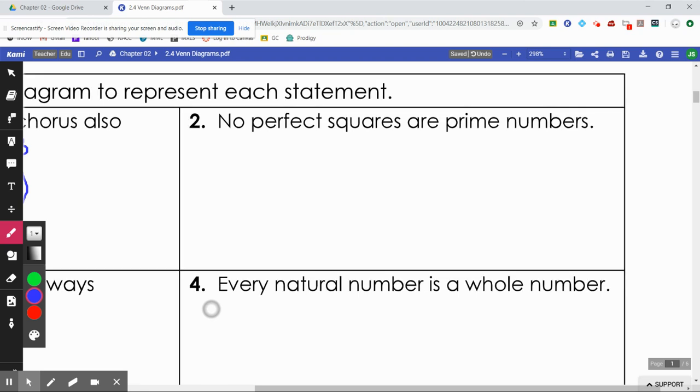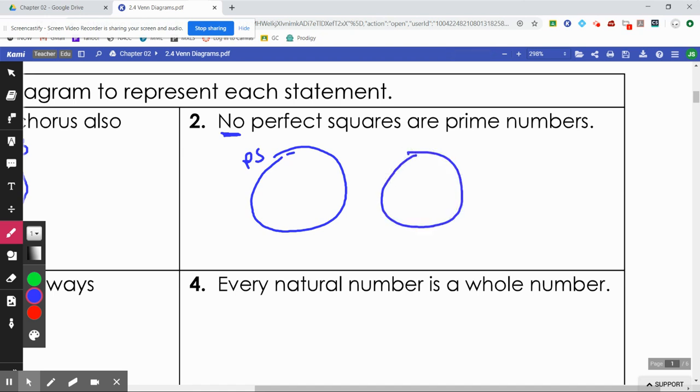No perfect square numbers are prime numbers. That means that there is no overlap at all. So you have your perfect squares over here, we'll call them PS's. And then you have your prime numbers over here. And there is no overlap at all. They are two completely separate sets. So therefore, no perfect squares are prime.